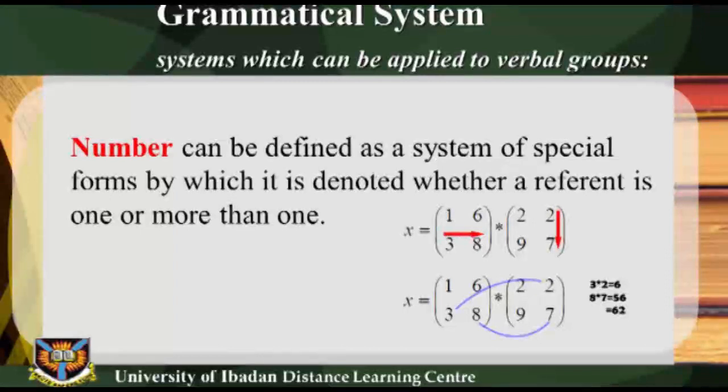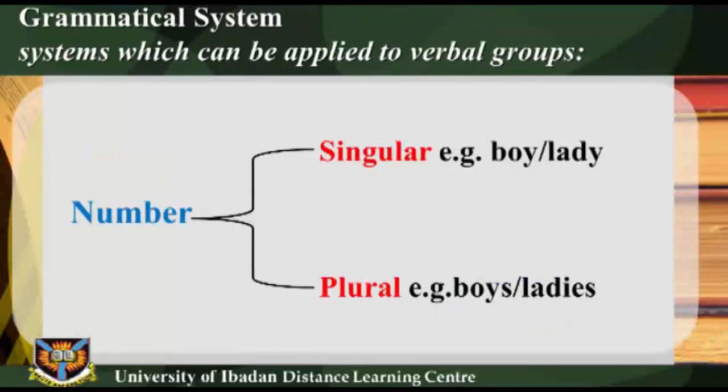Number can be defined as a system of special forms by which it is denoted whether a referent is one, singular, or more than one, plural. The distinction between singular and plural in English nouns is morphological. See Lecture 4. Number, singular. Example, boy, lady. Plural. Example, boys, ladies.